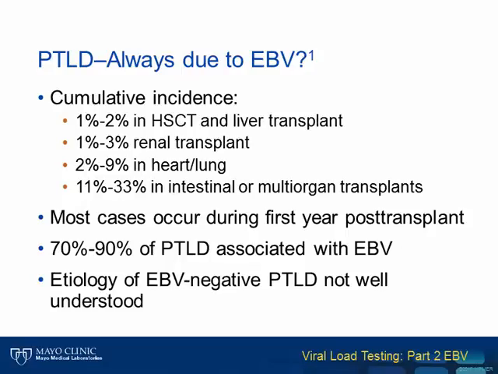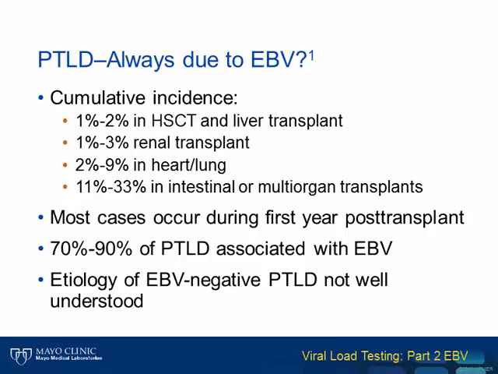Fortunately, the overall incidence of PTLD is relatively low, ranging from 1 to 10% in stem cell transplants, liver, renal, or heart-lung transplants. The incidence is higher at 11 to 33% in intestinal or multi-organ transplants. Most of these cases occur during the first year post-transplant.